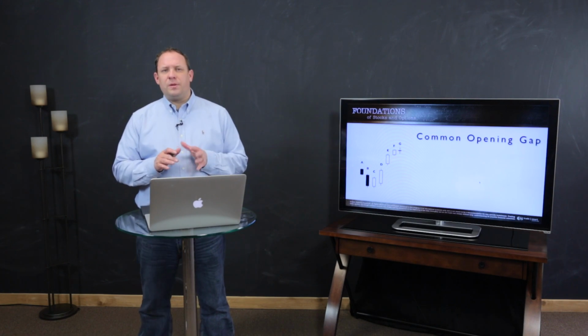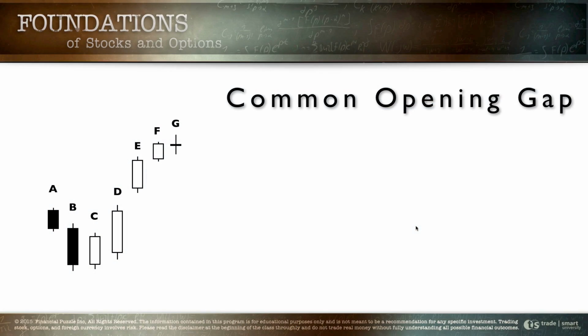I want to do a little exercise with you and take a look at this screen and just look at these candlesticks and ask yourself, where do you see a common opening gap? Now notice the terminology, common opening gap. And it's either going to be between A and B, B and C, C and D, D and E, E and F, or F and G. So just look at that really fast and ask yourself, where do I see a gap in trading behavior? And I'm sure a lot of you are thinking, hey, I see a gap between D and E. And you would be totally correct. There is a gap. But the terminology that I was looking for was a common opening gap.